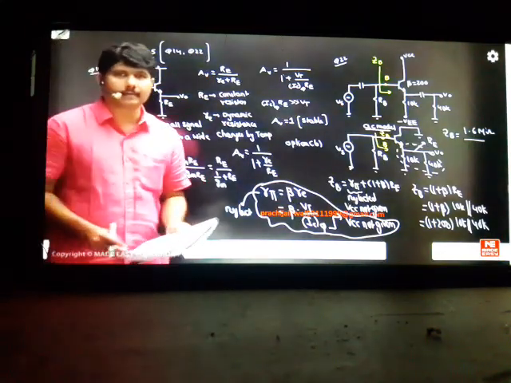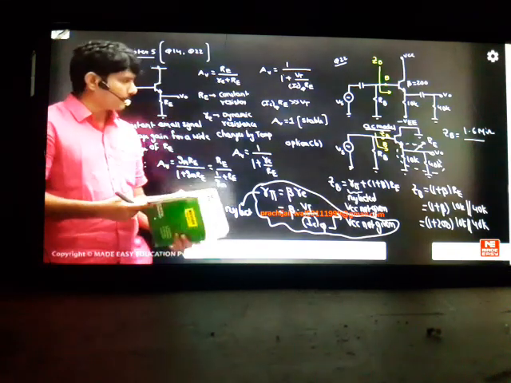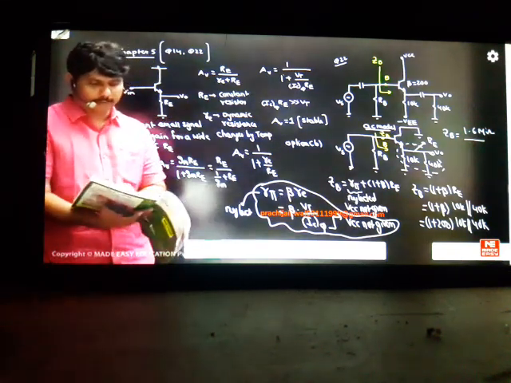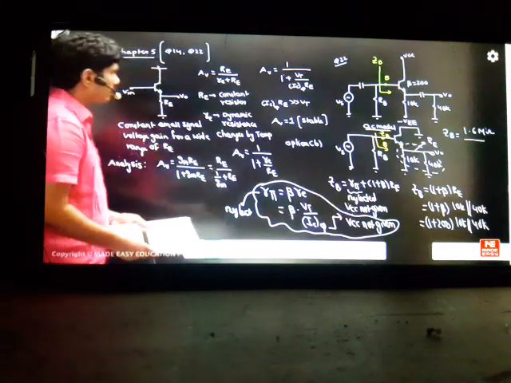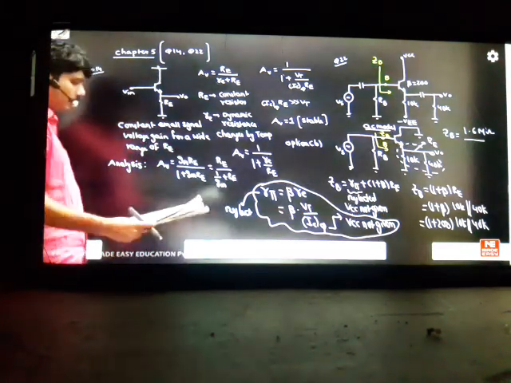So for common collector, don't waste more time. Simple designs you can complete easily. So we'll see how common drain problems are asked. I'm going to the next slide. There are two more questions I will complete. With that this job will be completed. So please complete it. We'll come to MOSFET problems.